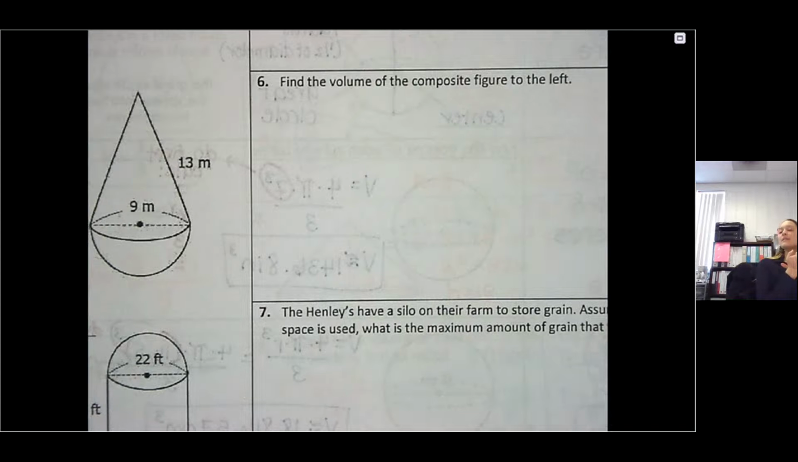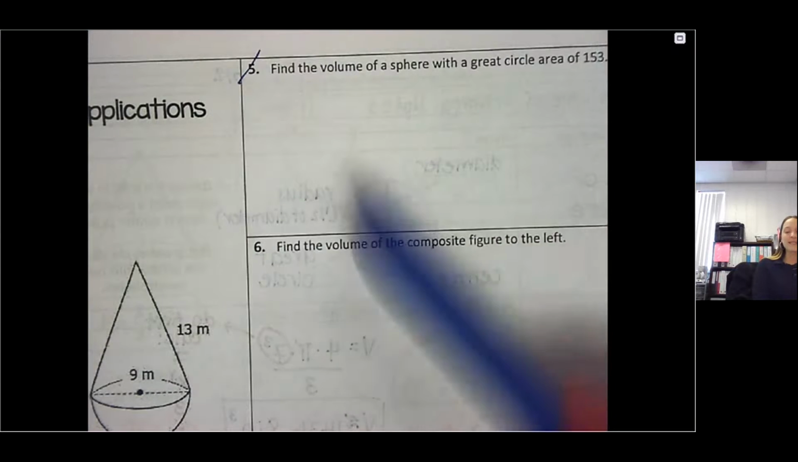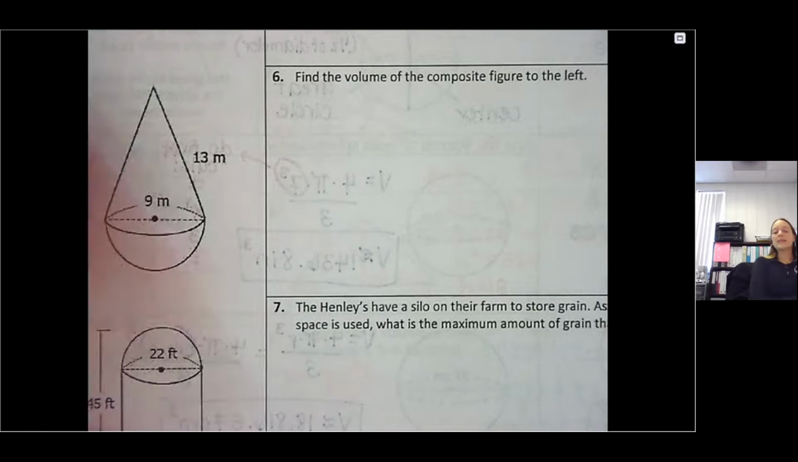All right, let's take a look at number 6. So we're gonna skip 5. We're not doing it. We're gonna use that space though, so don't write in it. All right, number 6 says find the volume of the composite figure to the left. So what you'll notice, composite figure means you've got more than one 3D shape. So in number 6, there's 2 shapes there. What are the 2 shapes you see?